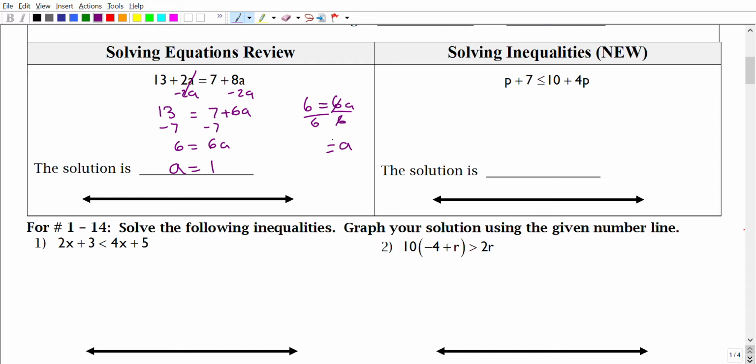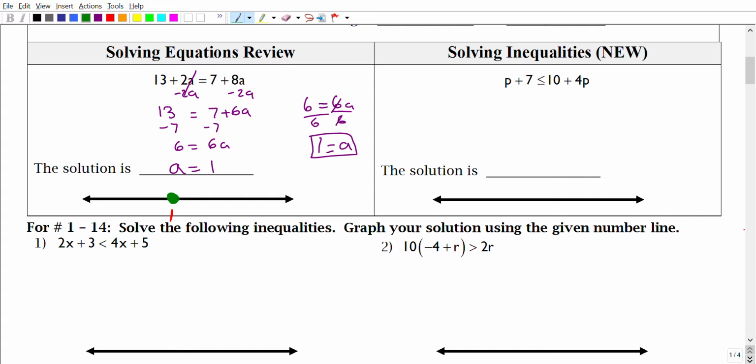6 divided by 6 is just a 1. So a equals 1 is my solution. If you guys remember from the last lesson, all you have to do is put down your number there. And okay, well, it's equal to, so that number works as a solution. So we can go ahead and close it in because that's the number that works.